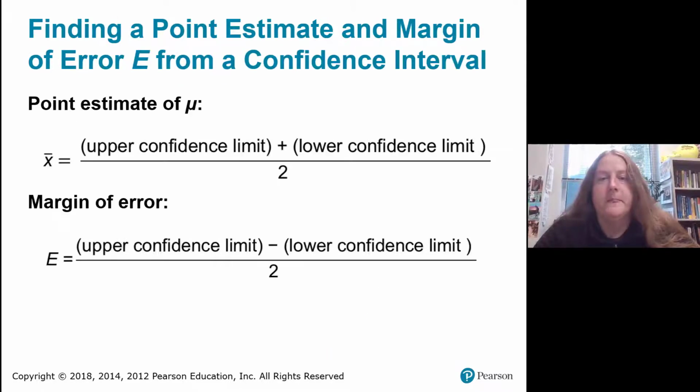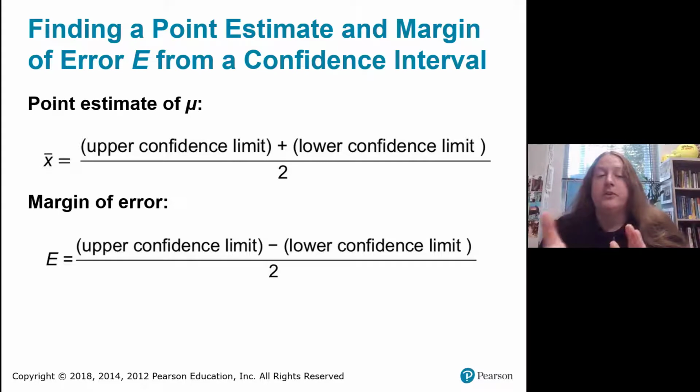It'll be there for you, so you'll be able to take a look at it and follow along with what's going on here. All right, so finding a point estimate and margin of error from a confidence interval. We can do this the same way that we did when we were trying to find our point estimate for our proportion from the confidence interval we were given. So if we're given a confidence interval, instead of being given stuff to find a confidence interval, and we're asked to find that point estimate, we're going to take our upper confidence limit and our lower confidence limit, add them together and divide by 2.